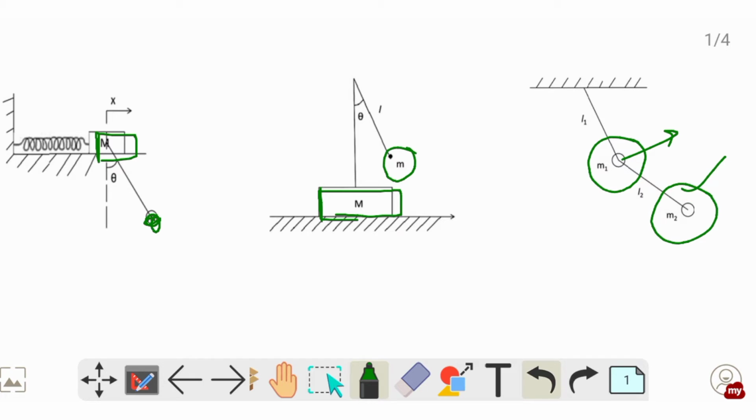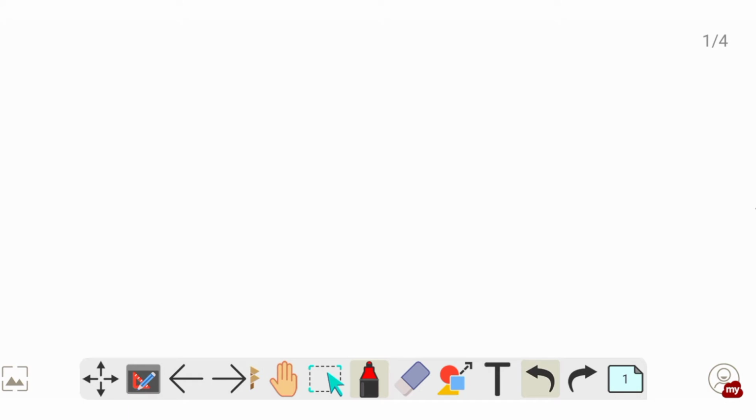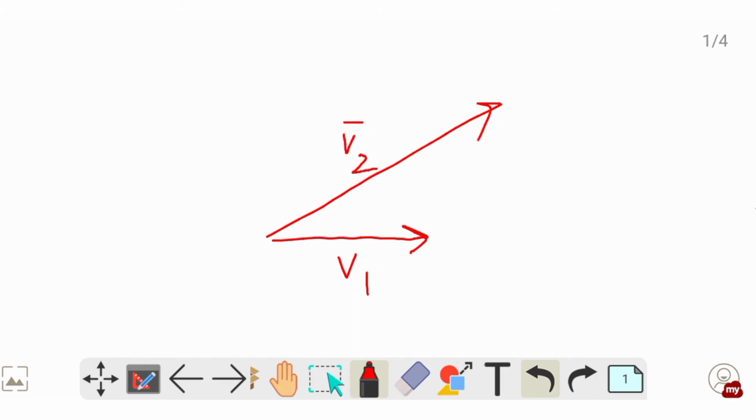So to define the Lagrangian, we have to define two values. One is the kinetic energy, the second one is the potential energy. So let's first see what is the value of the kinetic energy. In this case, for the kinetic energy, let's define a formula. Let us suppose we have a vector v1 in this direction and vector v2 in this direction, and they are both inclined at an angle of theta.